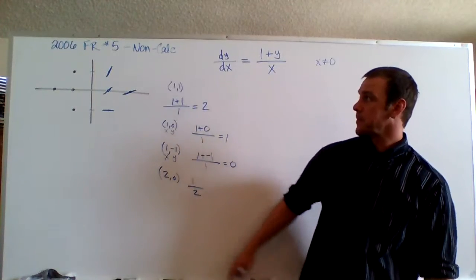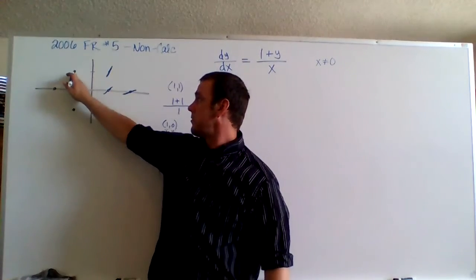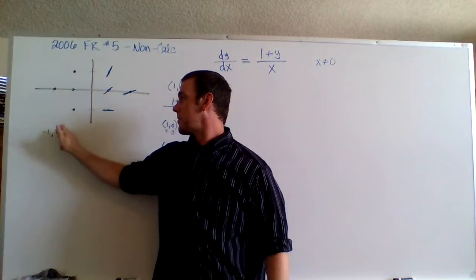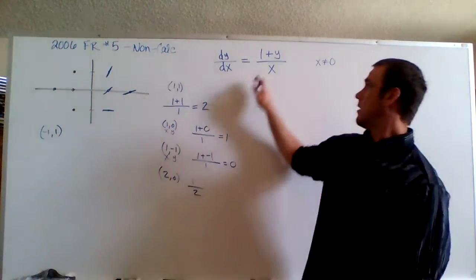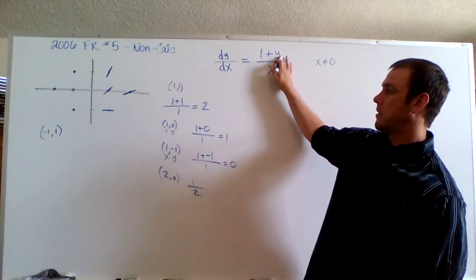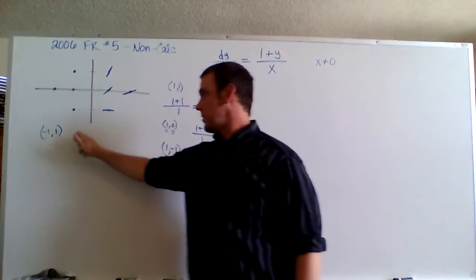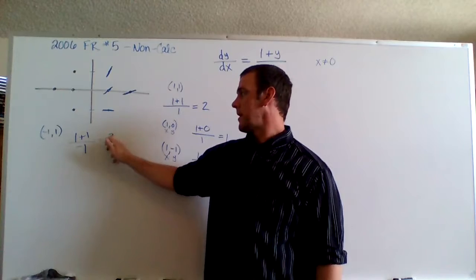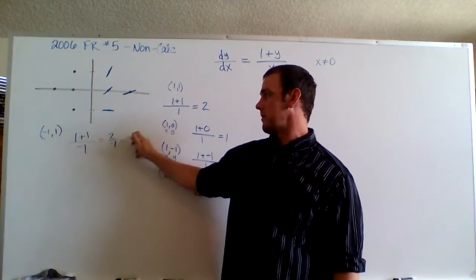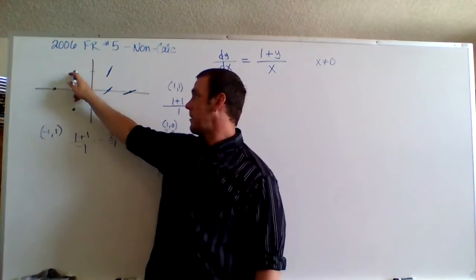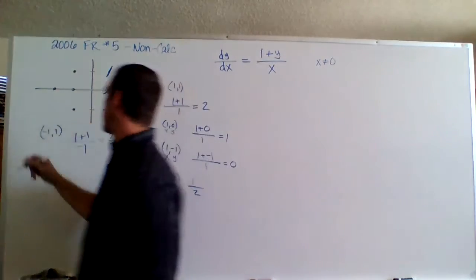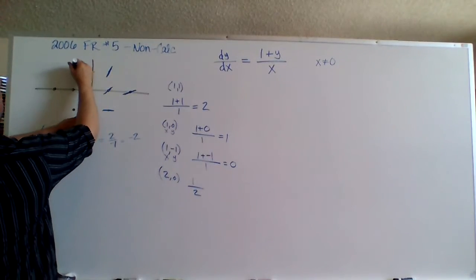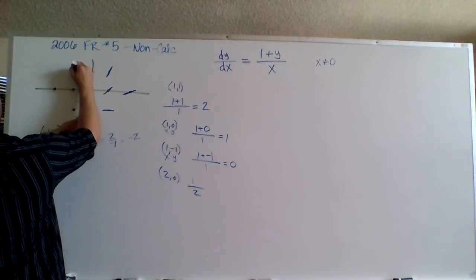If they're a little bit off, just make sure that they're all relatively how they're supposed to be compared to each other. Going over here, let's do (-1, 1). Okay, so we get 1 plus 1 divided by negative 1, which is going to give me 2 over negative 1, which is going to be negative 2. So I'm going to be going down 2 over 1.